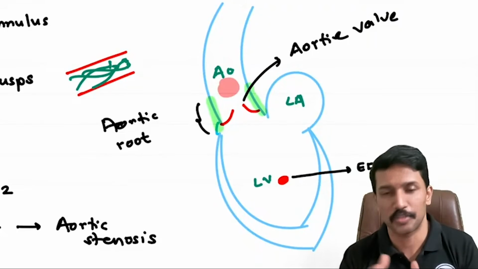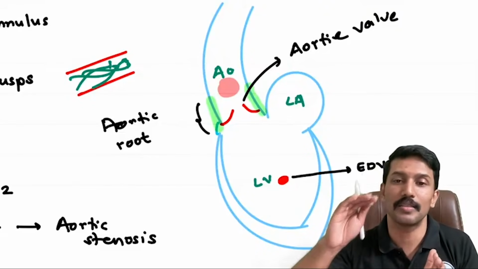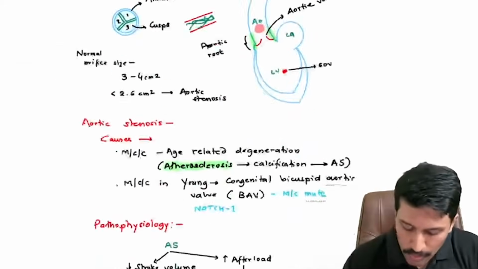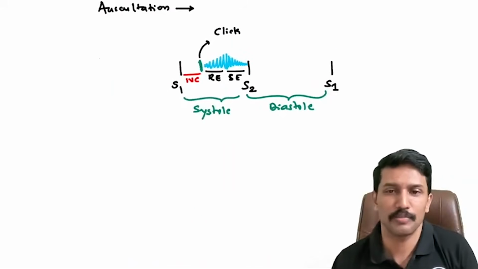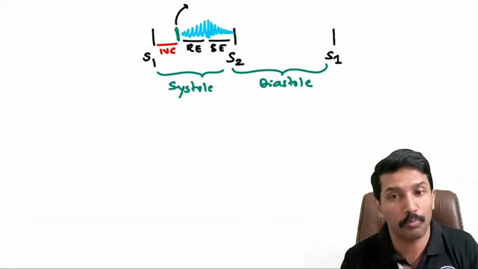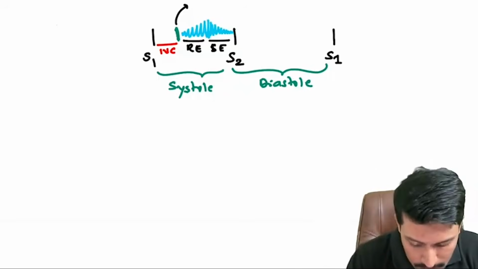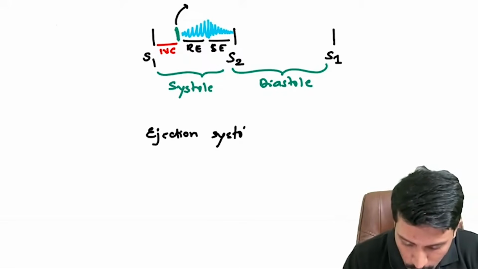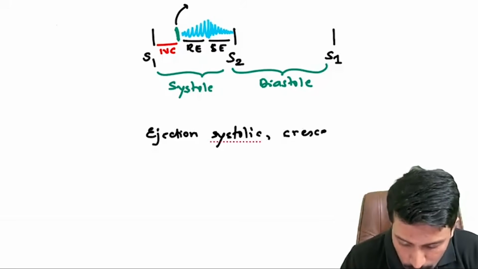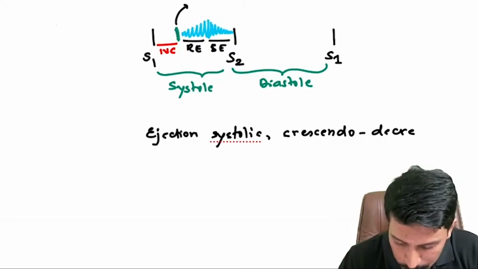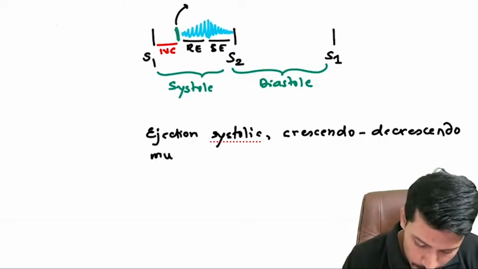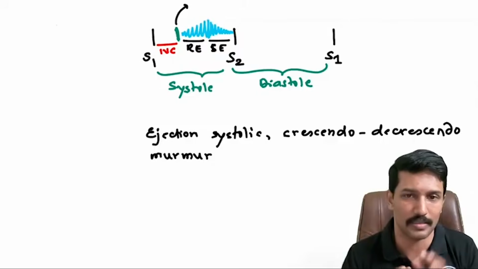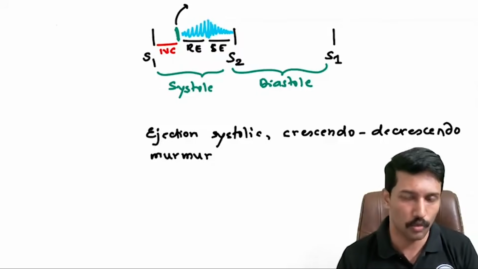Now, for the murmur, the teachers expect you to describe this increasing and decreasing intensity. The technical term is crescendo-decrescendo. So what you should write is, you get a murmur. Please draw this picture, which gives a very clear idea to the examiner that you know about the murmur, and then mention that you get this ejection systolic. If you want, you can also write it as mid-systolic. Ejection systolic, crescendo, decrescendo murmur. So it is systolic but not pan-systolic, and its intensity goes on increasing and decreasing. Ejection systolic, crescendo, decrescendo murmur.